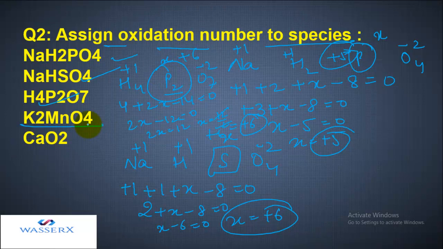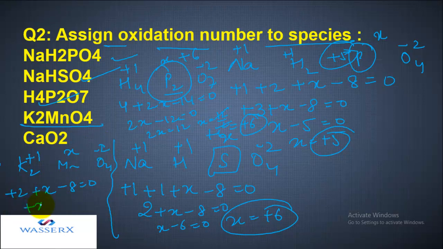Let's do similarly for K2MnO4. Let's separate them, write them with a little gap. I know potassium is +1, oxygen -2, not confirmed about manganese. So let's take X. This is +2 plus X minus 8 equated with 0. So this is X minus 6 is equal to 0, or X is equal to +6. So manganese is +6 in it.